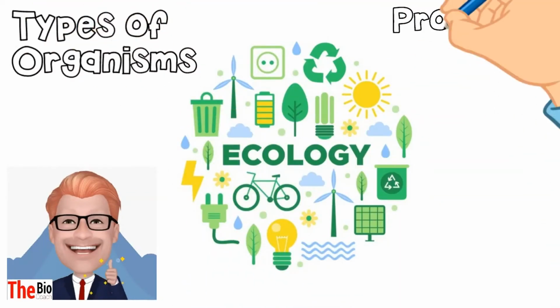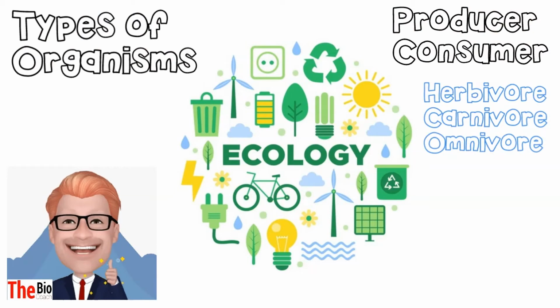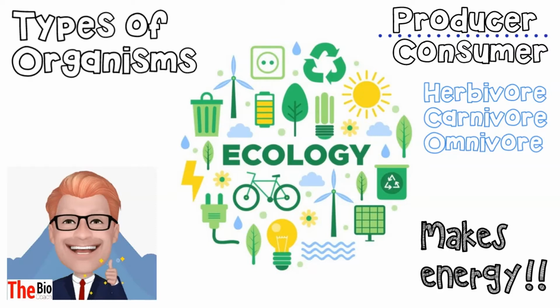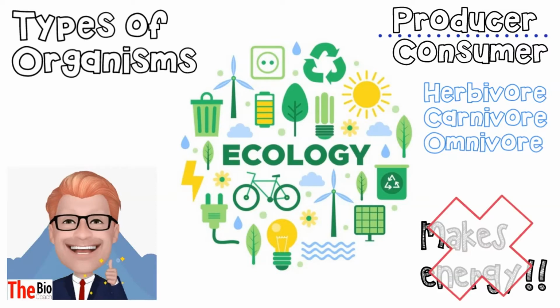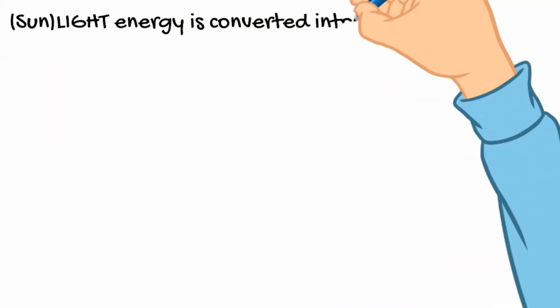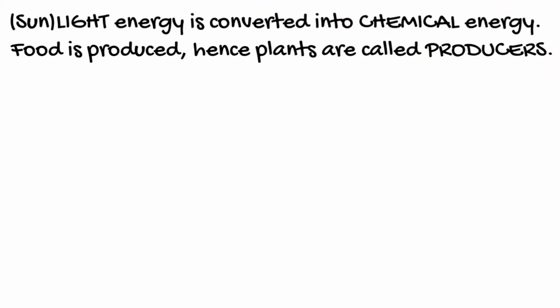So now we'll look at consumers and producers. Now you'll remember this from year 7, I assume. A producer, as the word suggests, produces food. Now remember, a producer does not produce energy. Nothing produces energy. Physics will tell you. We convert from one form to another. So a producer makes food. It makes chemical energy stores from another source.